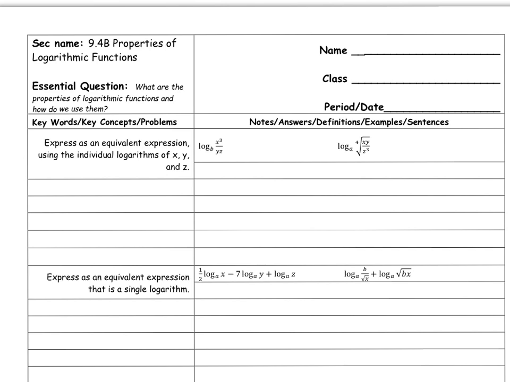This is how I know what I need to do. If it only has one logarithm, that means it wants me to expand it. If the directions don't say otherwise, I want to write it like this one says: express an equivalent expression using individual logarithms of x, y, and z. So basically it wants me to expand it, and that's usually what it'll say: expand the logarithm. If it has one log, I want to go to many logs. If it has lots of logs, two or more, it wants me to go down to one log. So here we go.